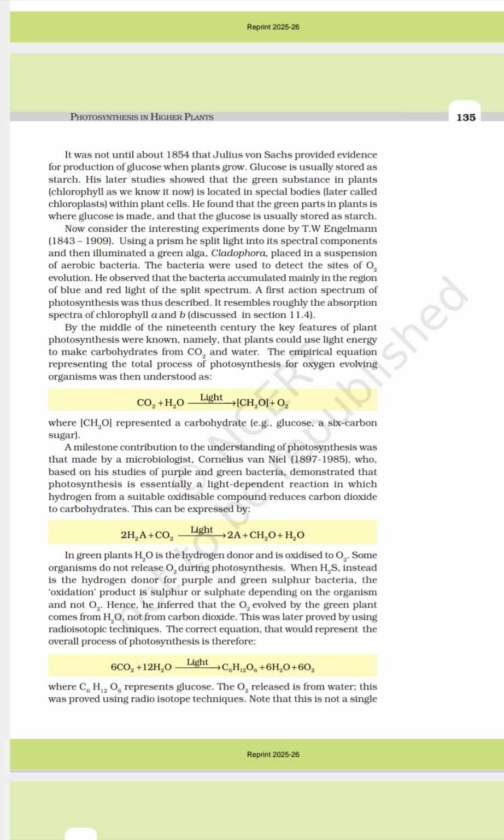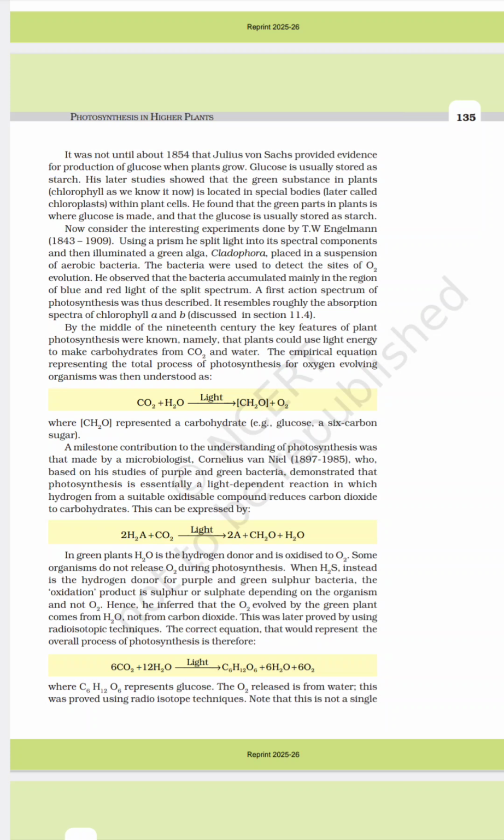Another microbiologist who helped to understand photosynthesis was Cornelius Van Niel. He studied purple and green bacteria to demonstrate the light-dependent reaction of photosynthesis. In all these, hydrogen from a suitable oxidizable compound reduces carbon dioxide to carbohydrates. In green plants, H2O is the hydrogen donor and is oxidized to O2. Some organisms do not release O2; H2S is instead the hydrogen donor for purple and green sulfur bacteria. The oxidation product is sulfur or sulfate depending on the organism.